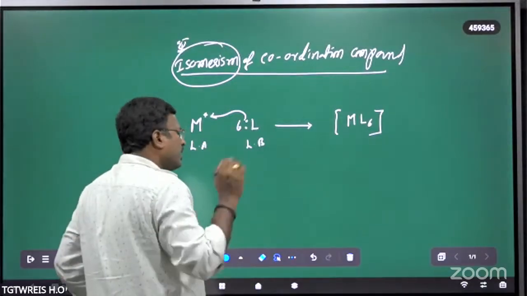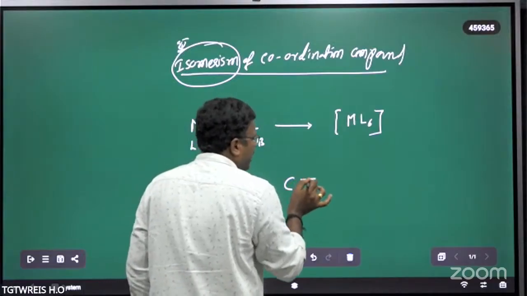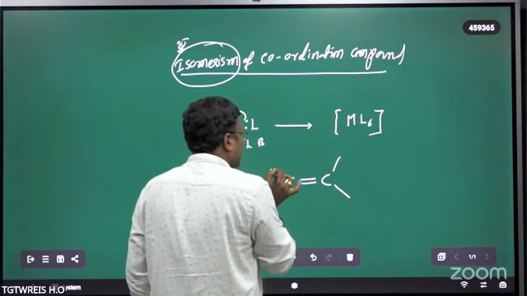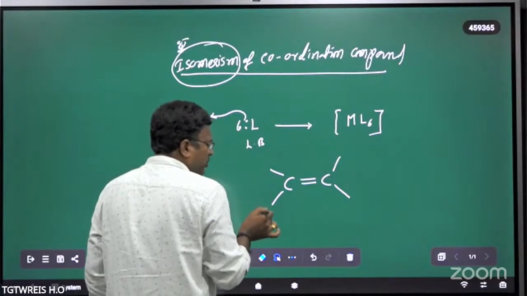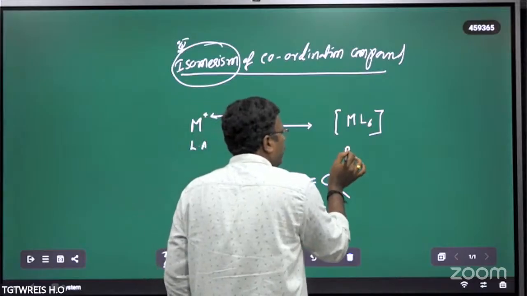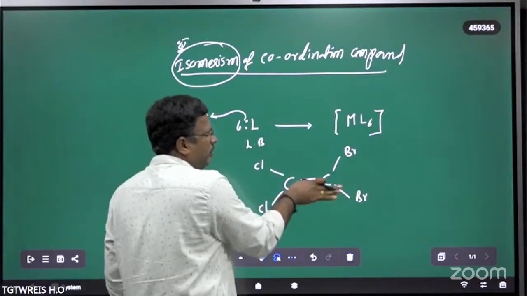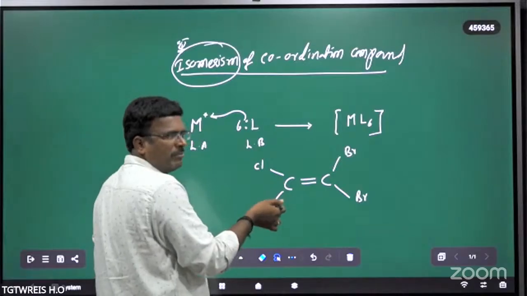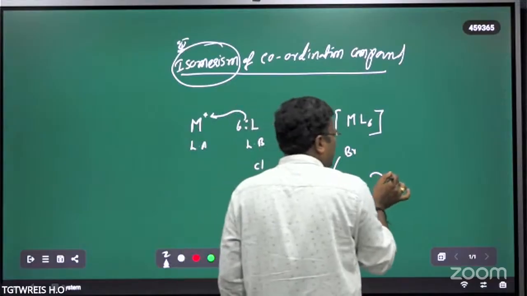For example, you know the basic knowledge from organic chemistry. In organic chemistry, you take unsaturated hydrocarbons, especially this alkene. So this is the alkene. For example, here some groups are there: chlorine and chlorine here, and bromine and bromine. This is the plane, right? The same set of chlorines are present in the same direction. So in this plane, different chains are there.